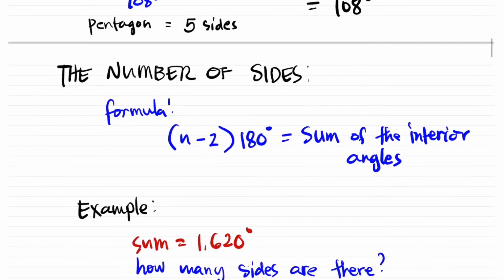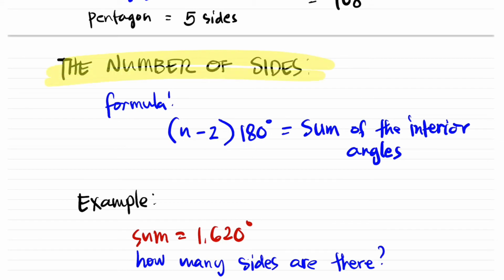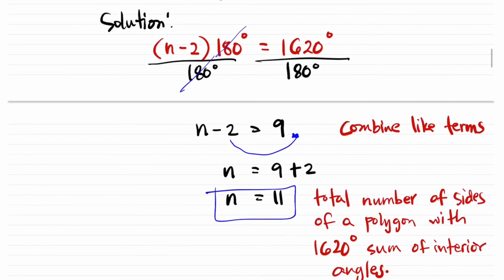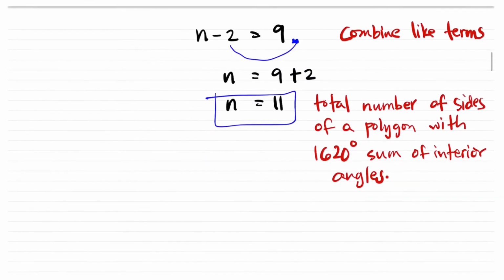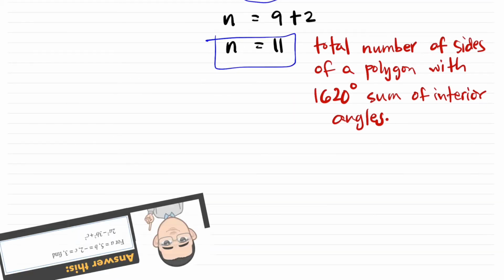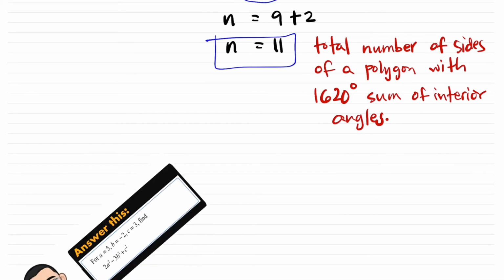Now what if we are trying to find the number of sides of a polygon? We use the formula n minus 2 times 180 equals the sum of the interior angles. So remember the entire formula. Now we have a sum of 1620. How many sides are there? We apply the formula, and n equals 11. So there are 11 sides in a polygon with 1620 degrees as the sum of its interior angles. Now let's proceed to exterior angles.